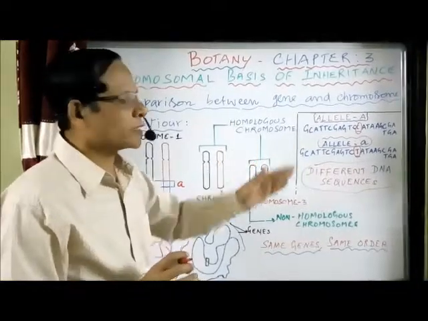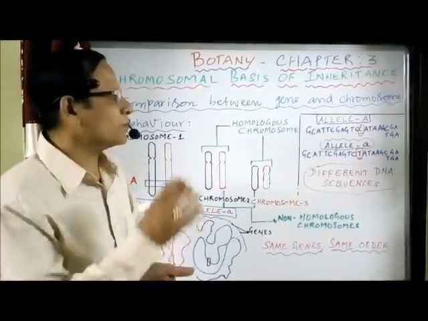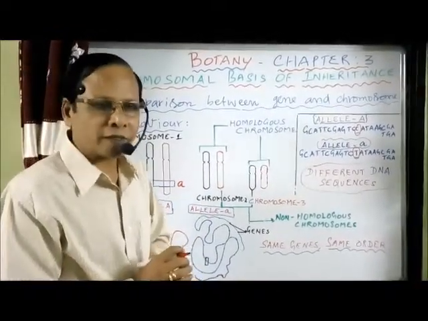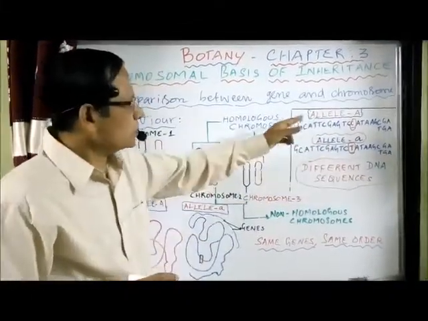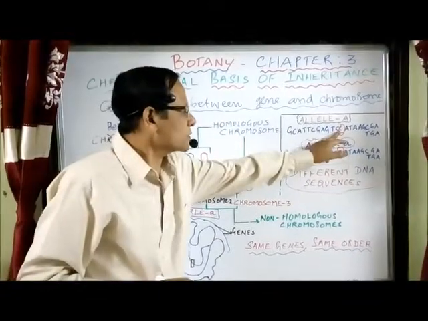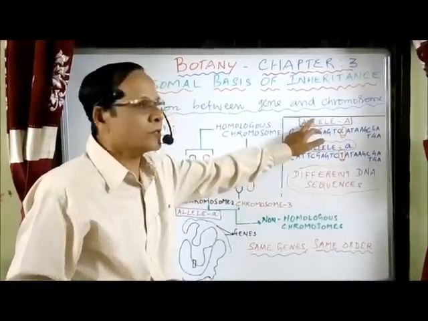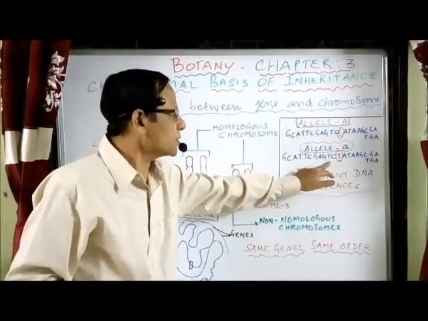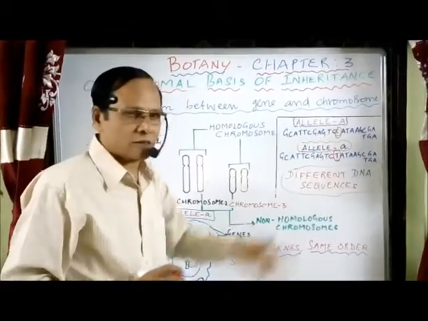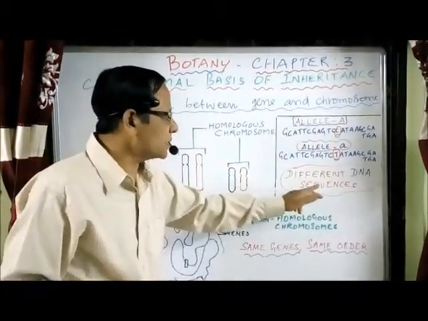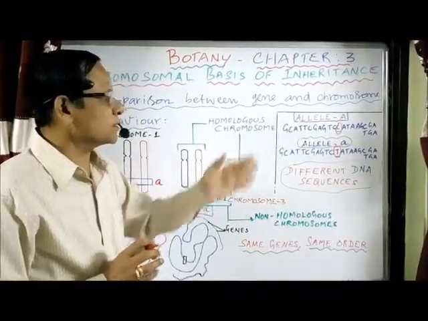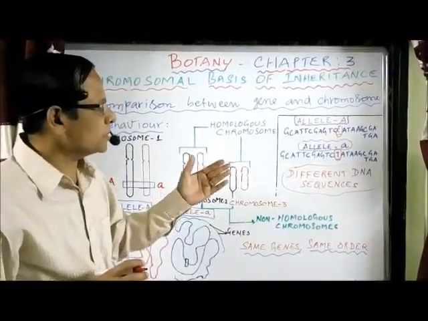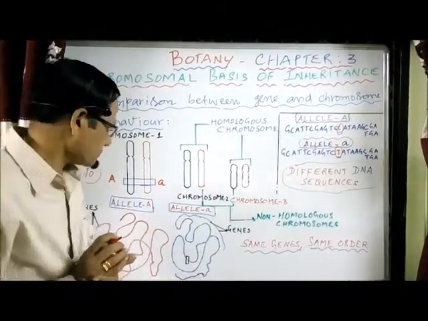Because these two are actually alleles of a factor A, they differ from each other. If both are dominant, we have C here and C here. But this is a dominant allele and this is a recessive allele. So the base sequences, the different DNA sequences, are actually different between a dominant allele and a recessive allele.